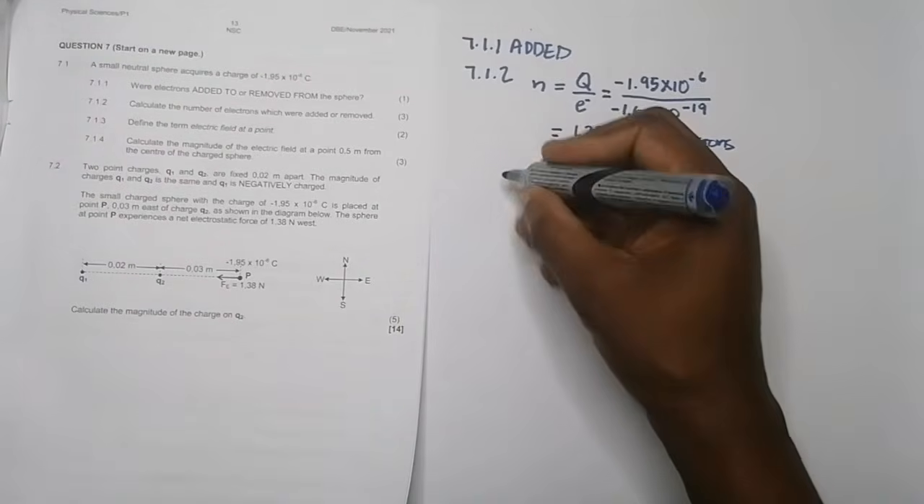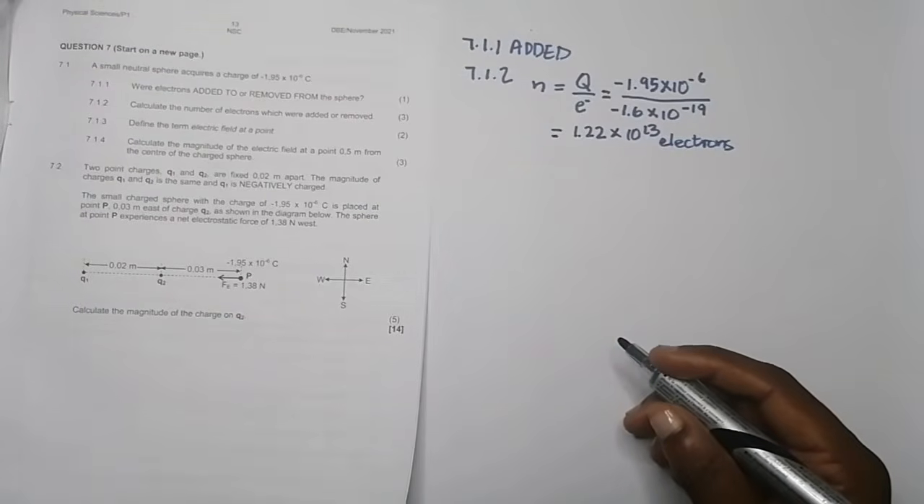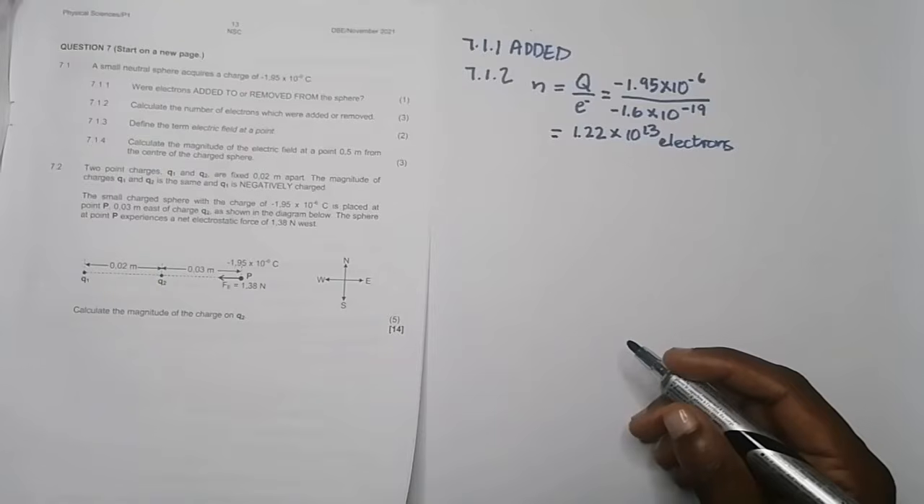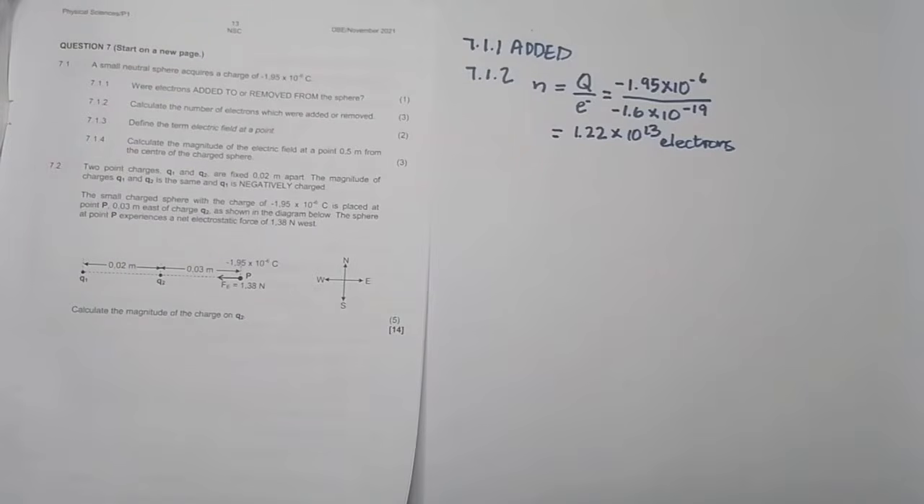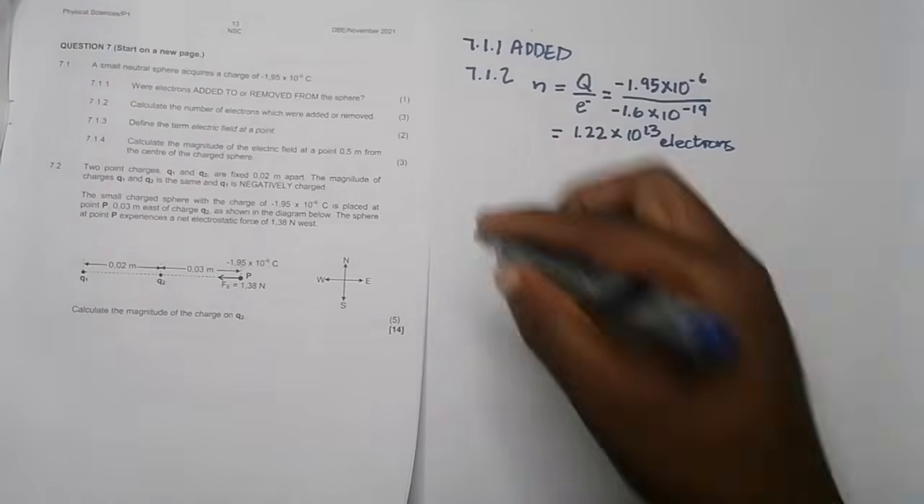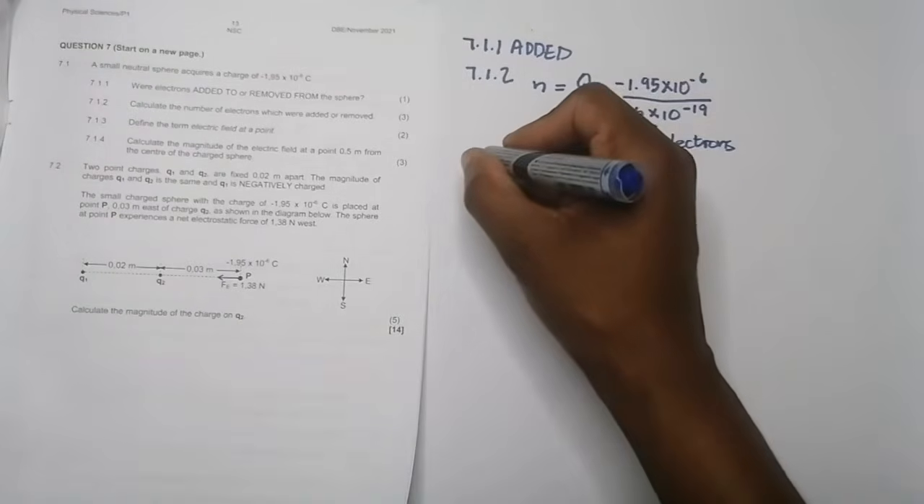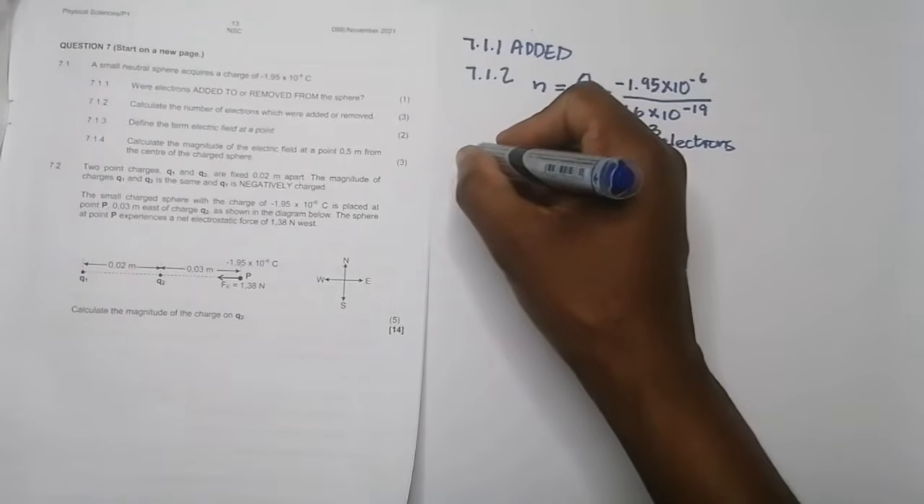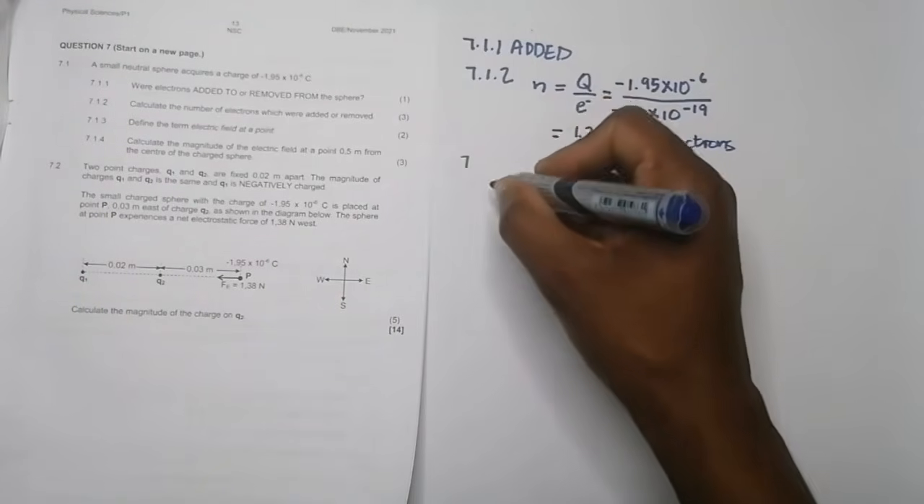They say define the term electric field at a point. Electric field, we simply say, is the area in space where electric force, the electrostatic force, is felt per unit charge.